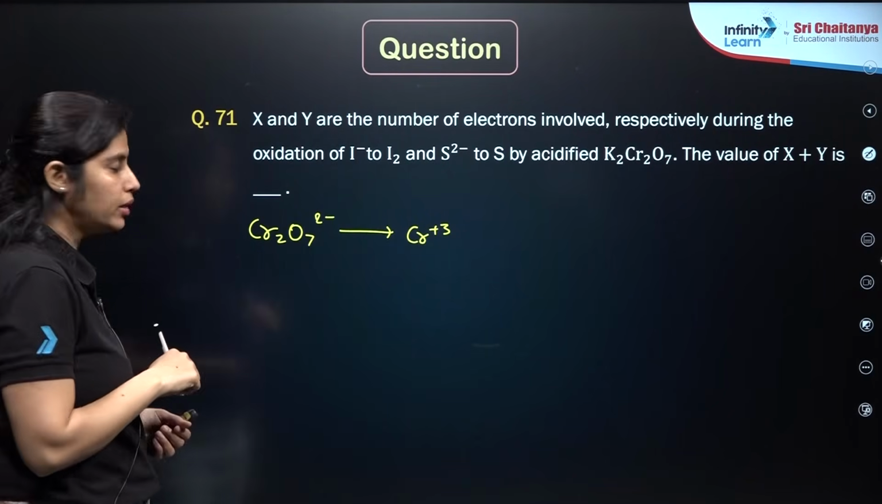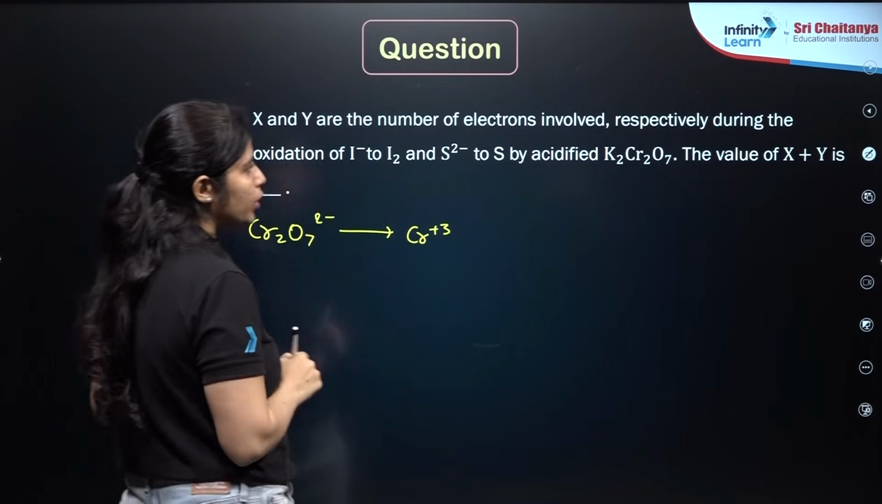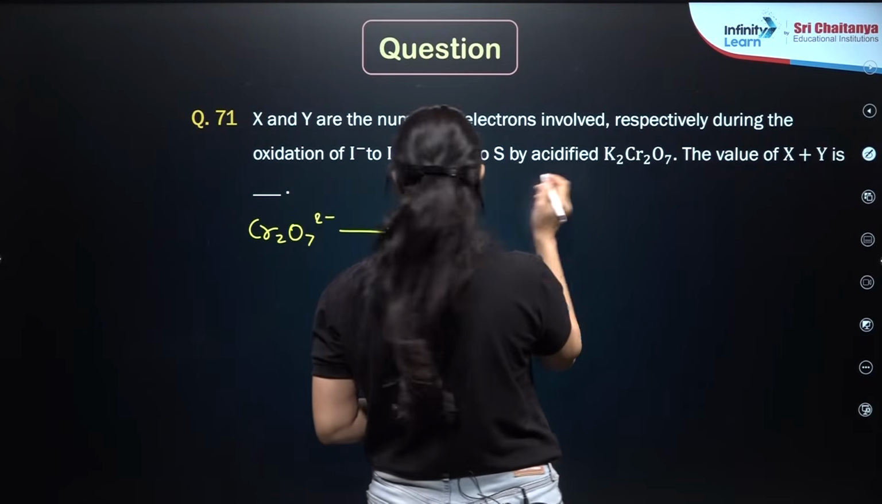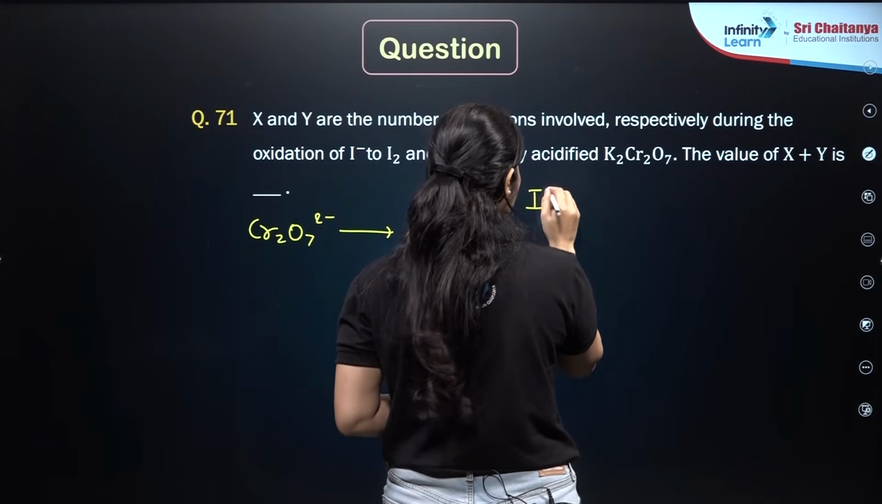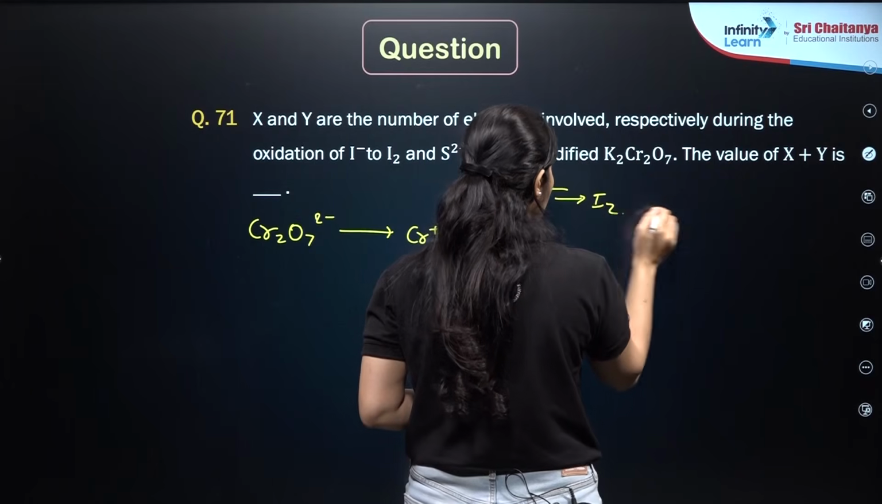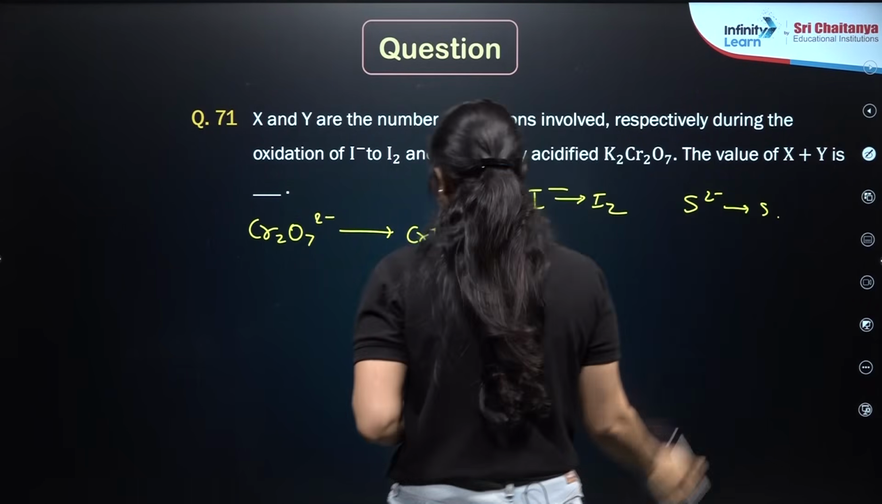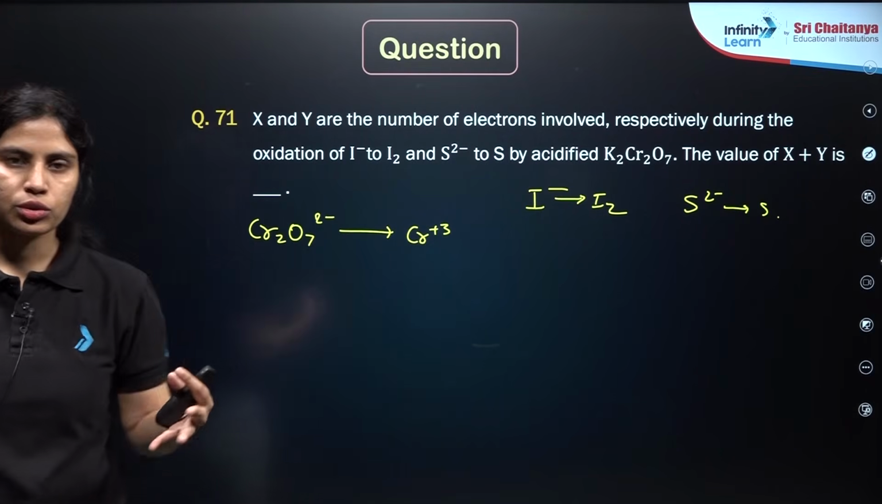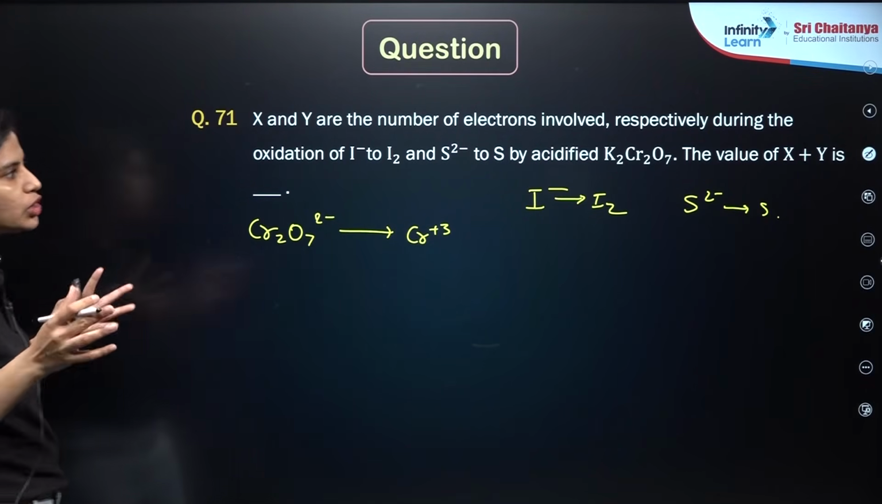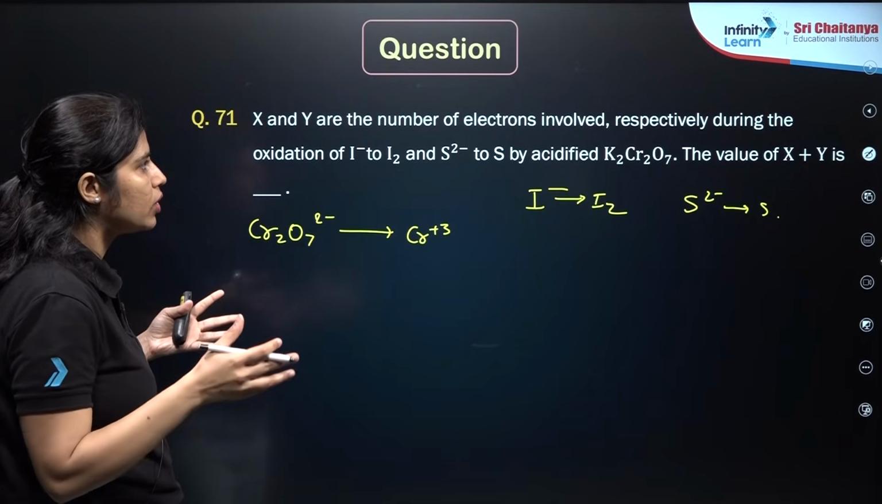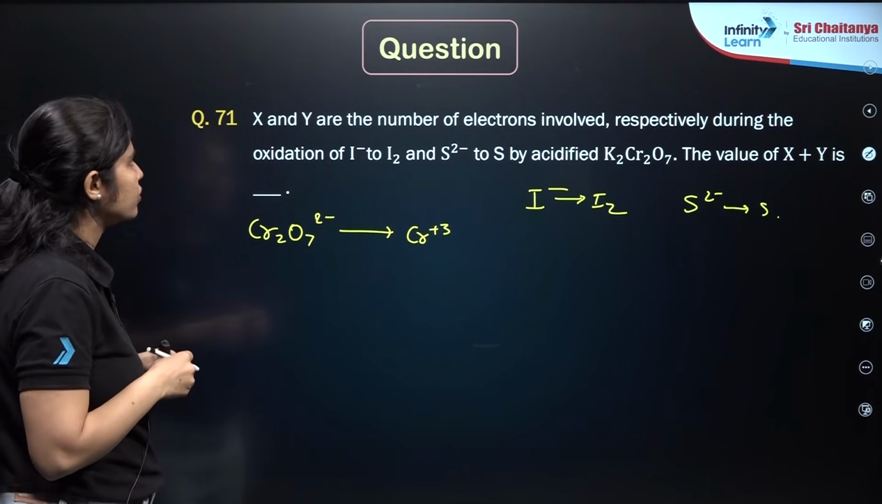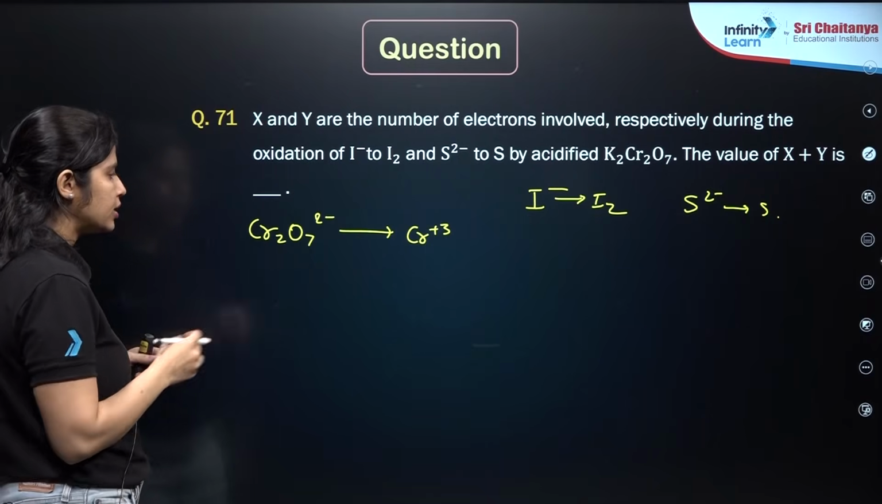Okay, right? So as you can see over here, this is going to be for the chromium, acidified K2Cr2O7. I minus is being converted into I2, and on the other side, S2 minus is being converted to S. So I'm going to try to write down both the equations over here at the same time, because we just want to calculate the number of electrons, the oxidation respectively. So number of electrons involved. So let us see over here.